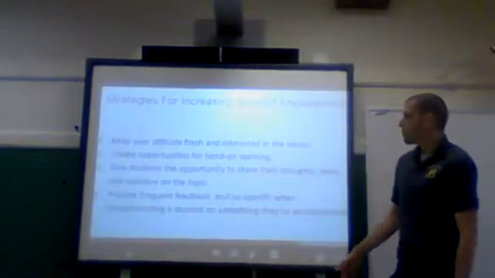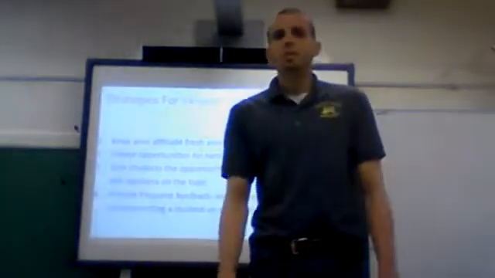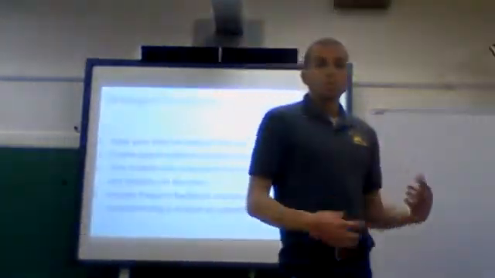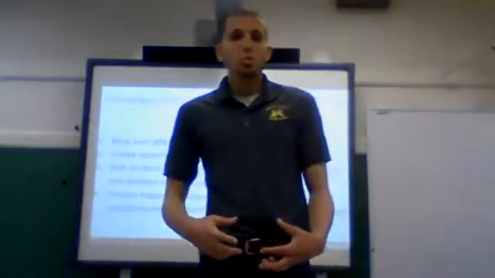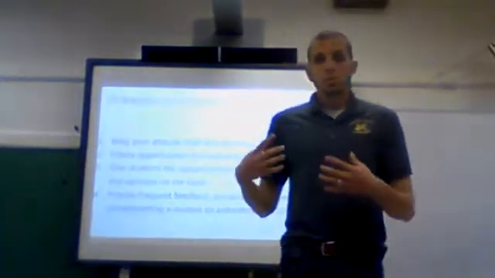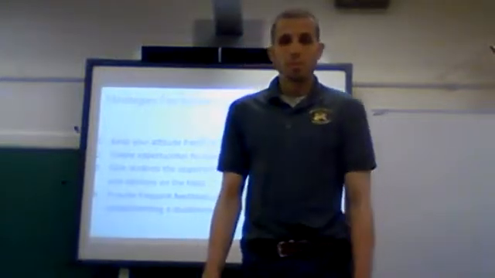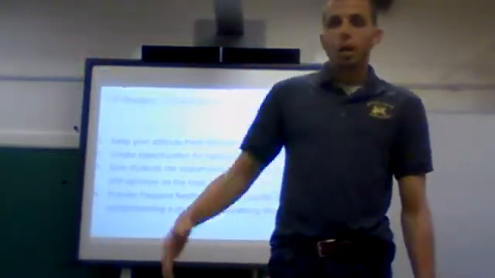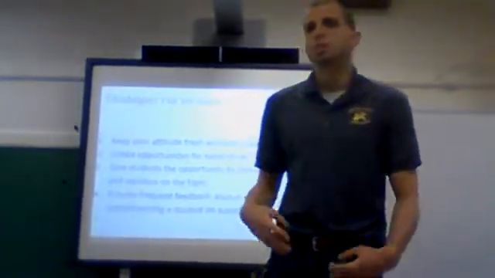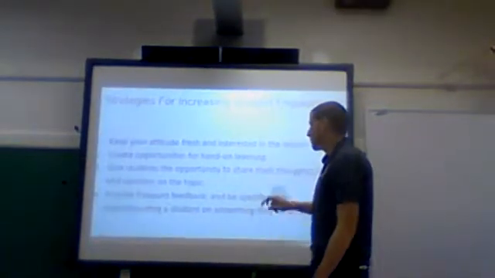Number 4, provide frequent feedback and be specific when complimenting a student on something they've accomplished. So instead of telling a child, good job, tell them, great job for making a 100 on this test. You showed that you knew everything about this topic. Let them know specifically what you're complimenting them on. That's a great job that you helped that child in the hallway pick up their books. That's a great job that you told that person that the language they were using towards another student was bullying. Let them know specifically what you're complimenting them on. That way they have no doubt in their minds about the correct behavior that they did themselves.